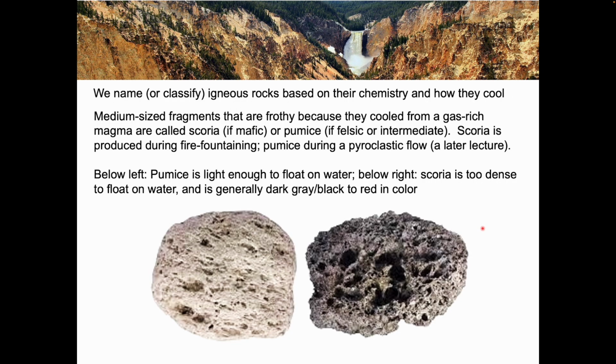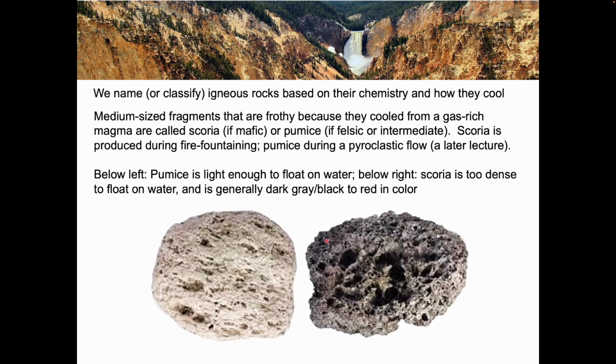Again, we name or classify igneous rocks based not only on their chemistry, but also on how they cool. Glasses cool the fastest. Frothy-looking, medium-sized fragments coming out of volcanic eruptions look that way because they cooled from a very gas-rich magma. These are called scoria if mafic, seen here on the right, dark in color, or pumice if felsic or intermediate, seen here, lighter color on the left.